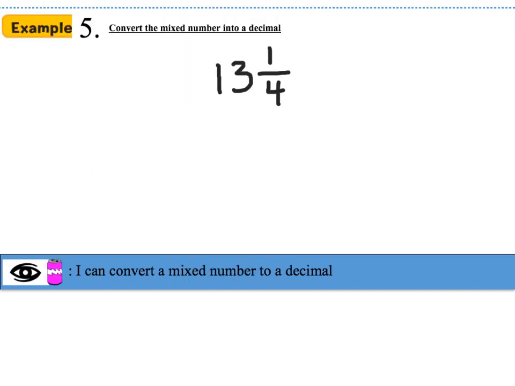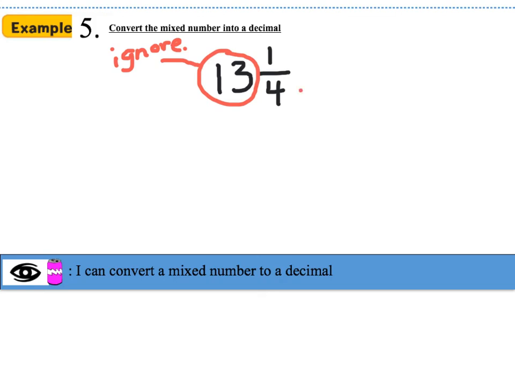So for example 5, it's asking me to convert this mixed number into a decimal. What I want to do first is let's go ahead and ignore the whole number of 13. Let's ignore that for now, and we'll come back to it after. And I just want to take a look at my fraction. Let's make the bottom number into 100.